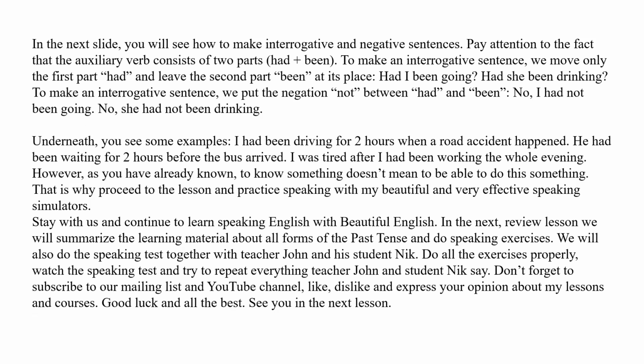Pay attention to the fact that the auxiliary verb consists of 2 parts, had plus been. To make an interrogative sentence, we move only the first part, had, and leave the second part, been, at its place. Had I been going? Had she been drinking? To make a negative sentence, we put the negation not between had and been. No, I had not been going. No, she had not been drinking.